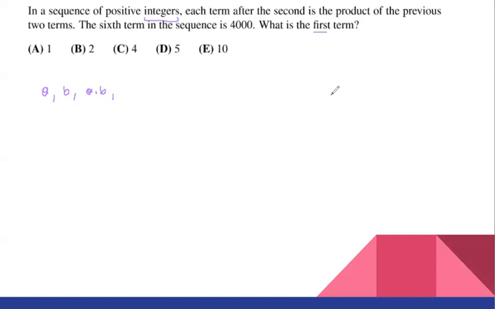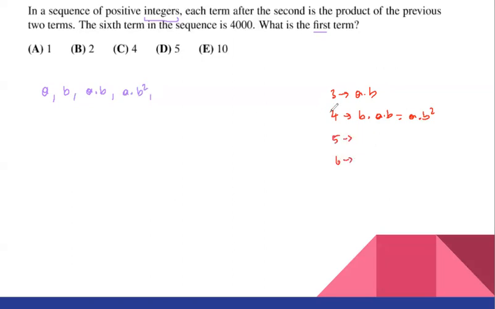The third term was A times B, and the fourth term is the product of the previous two terms, which is B times A times B. If you multiply this, you get A times B squared. So that is my fourth term. If you want to continue with similar reasoning, there will be the fifth term and the sixth term.